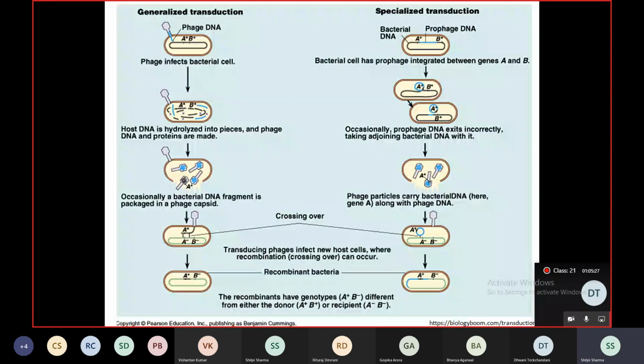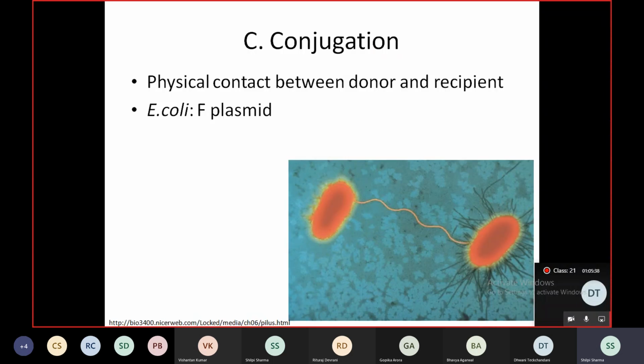Yeah, so I think we can also take up conjugation. I'll just briefly mention one or two things, and then we'll continue. Conjugation we cannot finish today, but I'm going to cover certain things. Okay, so transformation done, transduction done. Both of them, you saw, did not require a live cell or even physical contact.